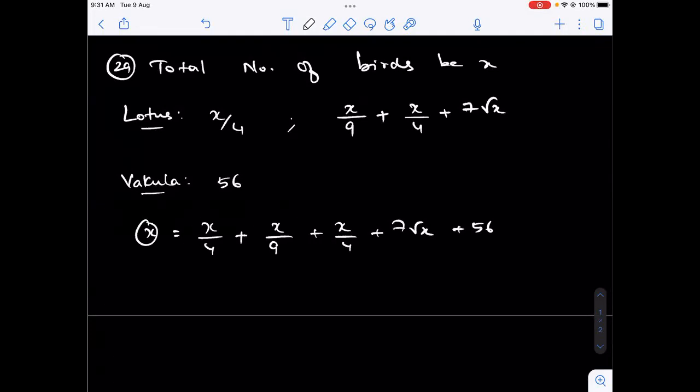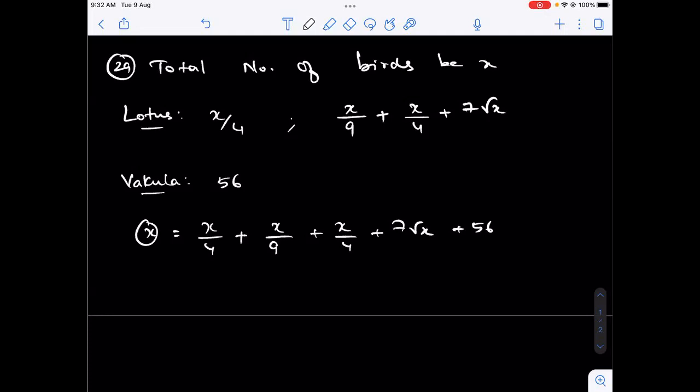Did you read the statement? What is the total number? First one: out of a number of Sarus birds, so out of x, 1/4 the number are moving about in lotus, x by 4. Correct? Yes. Next, coupled with 1/9, x by 9, 1/4 as well as 7 times the square root. Bakula 56. Right? So the sum of all the birds that are split should be equal to the total number of birds.